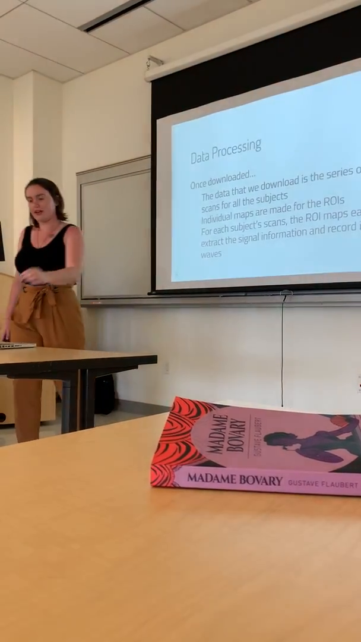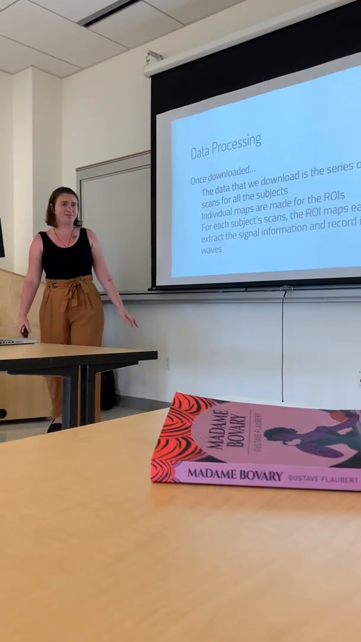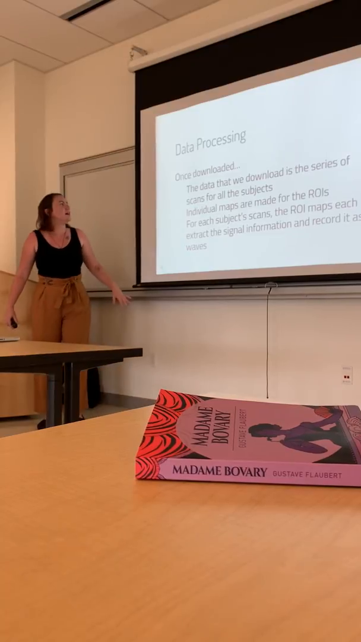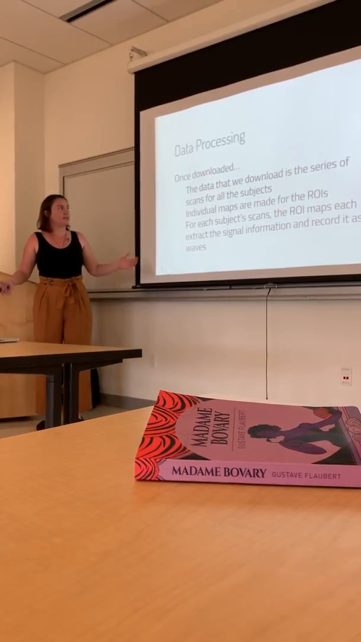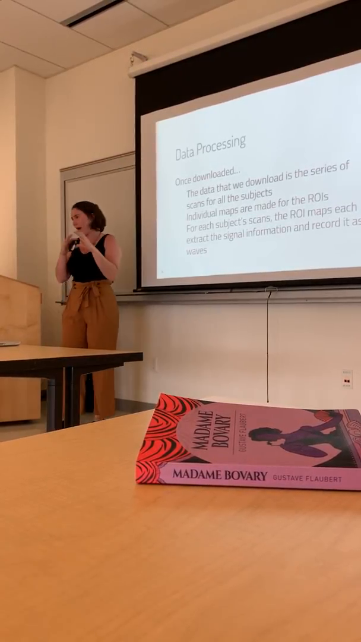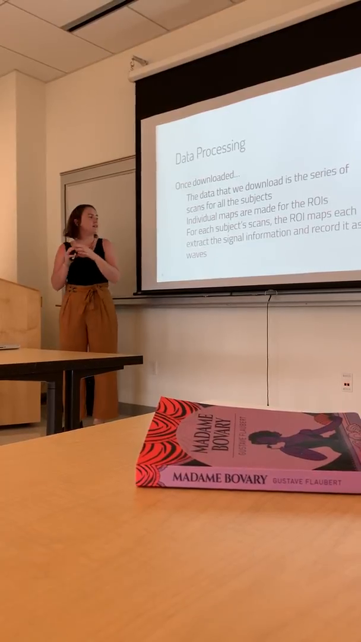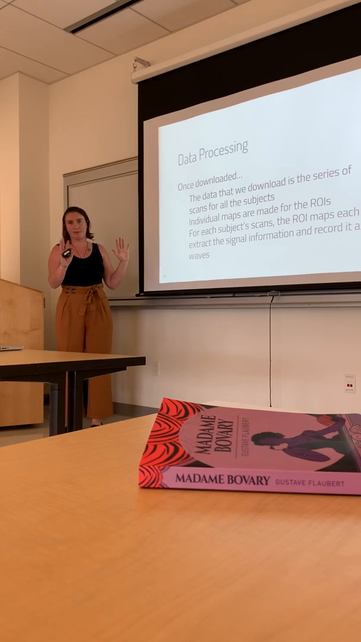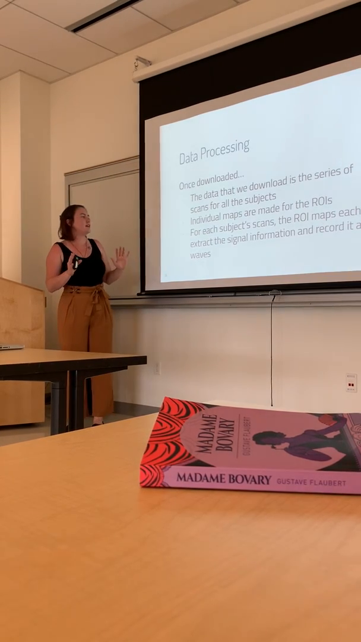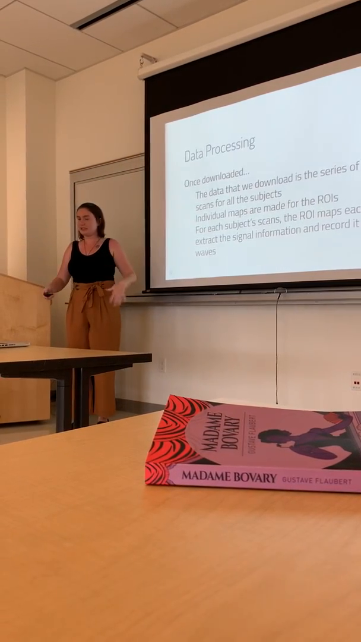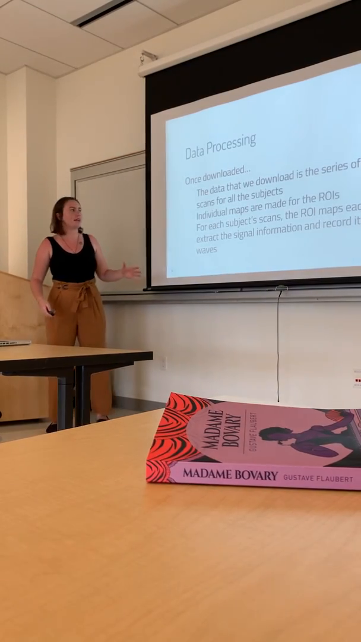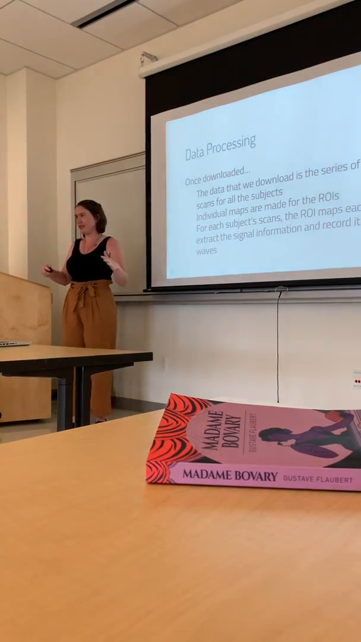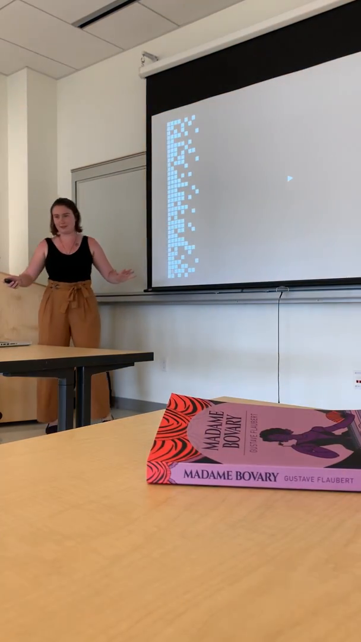So once we've identified those 85 ROIs, we have to process the data from the Human Connectome Project. What we did here is we downloaded the data, and then we made maps of all the ROIs. And then on each of the subject scans, we put all 85 maps on the scans, and then we extracted the signal information that's happening. So I'm going to illustrate what the computer is doing there with my hands, okay?